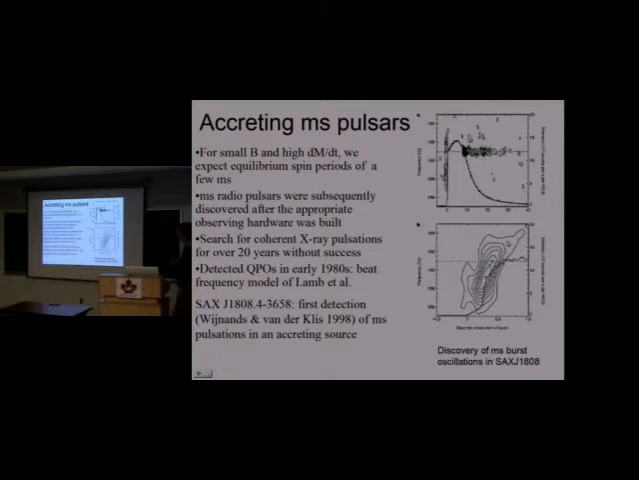These periods were actually expected for many years. The radio pulsars, millisecond radio pulsars, were discovered back in about 1980, and it's thought that the millisecond X-ray pulsars would be the progenitors of millisecond radio pulsars. So these are predicted to exist for a long time, but were not found until 20 years after the radio pulsars.